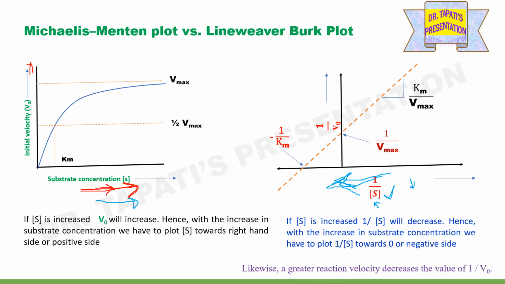Similarly, a greater reaction velocity decreases the value of 1 by V0. So, if you plot 1 by V0, you can see that with the increase of V0 value, 1 by V0 will decrease. So here these points are for higher substrate concentration, whereas these points are for lower substrate concentrations.